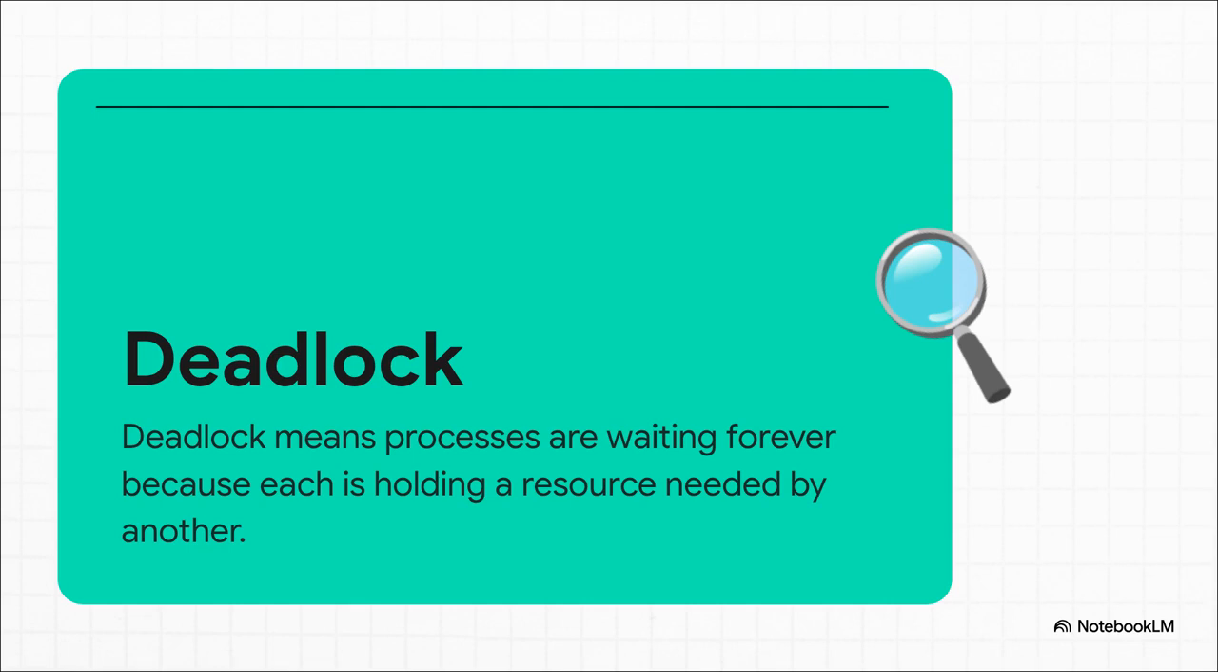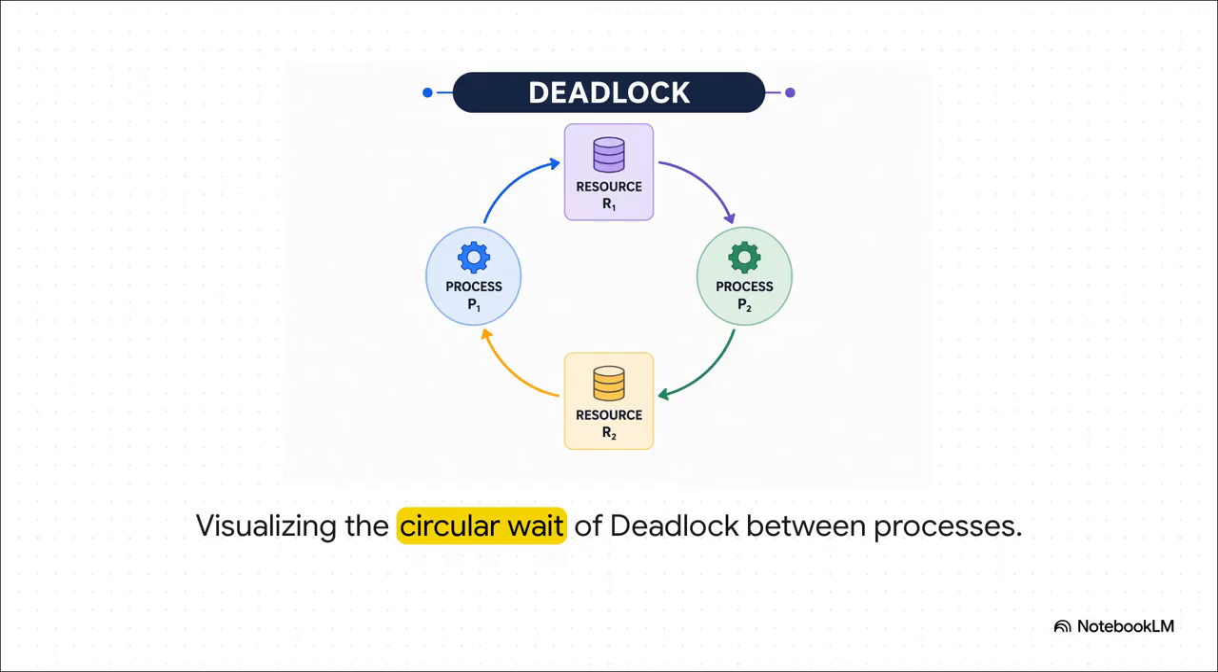Let's talk about deadlock. Deadlock means processes are stuck waiting forever because each one is holding a resource that is needed by another one. The absolutely crucial takeaway here is that deadlock isn't just your system being a bit slow. It is a permanent circular wait. If the OS doesn't step in and do something, these tasks will just freeze indefinitely and completely waste your system resources. Think of it like an inescapable trap.